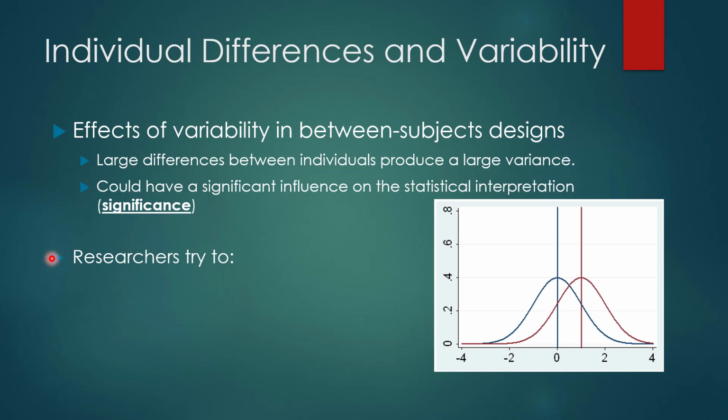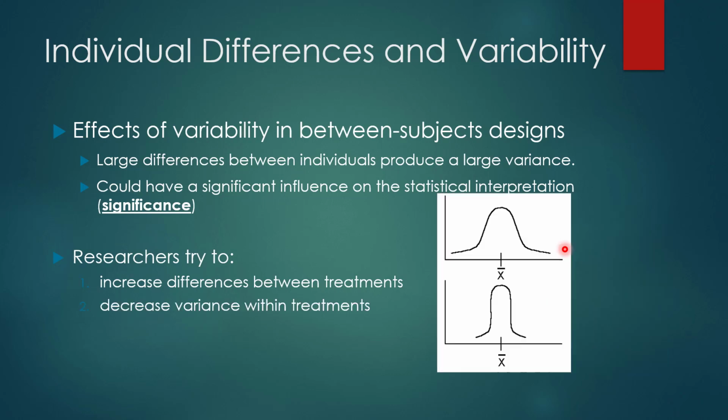So in order to control for these individual differences that can influence variability, researchers can do a couple of things. One thing is to increase the differences between treatments. So here we have two treatments, this is the mean here, this is the mean, and this difference here is the difference between the treatments. We try to see if we can increase it. What can we do to increase that difference between the treatments? Then even if we have large variability within one of our groups or our sample, we can still see a real difference. The other thing is to decrease variance within the treatment.